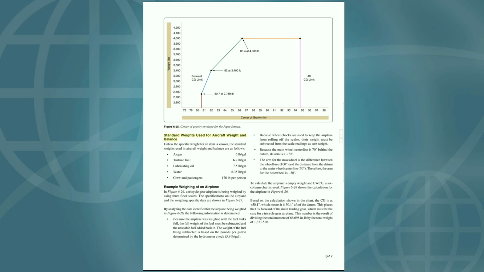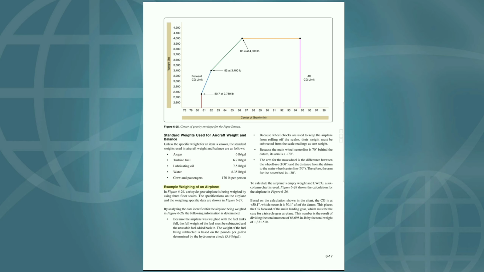Standard weights used for aircraft weight and balance. Unless the specific weight for an item is known, the standard weights used in aircraft weight and balance are as follows. Aviation gasoline 6 pounds per gallon. Turbine fuel 6.7 pounds per gallon. Lubricating oil 7.5 pounds per gallon. Water 8.35 pounds per gallon. Crew and passengers 170 pounds per person.